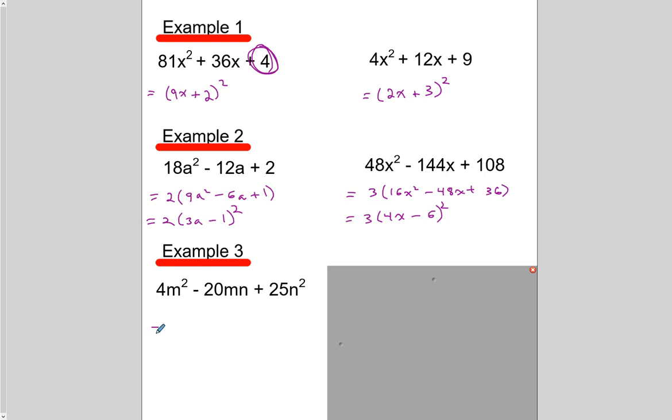But it is a perfect square trinomial, so I can say, okay, what's the square root of my first term? 4m squared. Well, it would be 2m. What's the square root of my last term? 25n squared. That would be 5n. So that one can have a variable in it, and that's totally fine. And of course, I'm going to have a minus in between them because I see the minus right there, and it's going to be squared. So if we were to FOIL all that out, we'd end up at our beginning spot again.